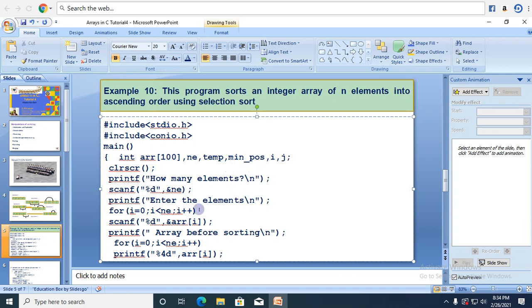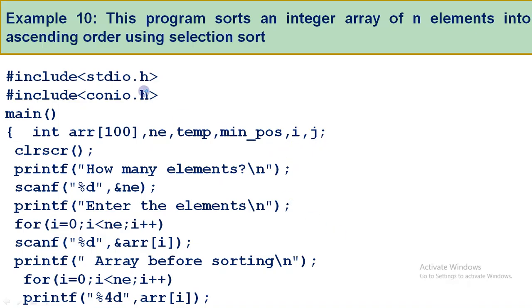This is an assumed position every time. So minimum position, and I and J for running two for loops. You must have noticed by this point of time, we need two for loops for the selection sort. The outer for loop is for selections, n minus one selections. The inner for loop is finding the real position of the smallest from among the remaining elements.